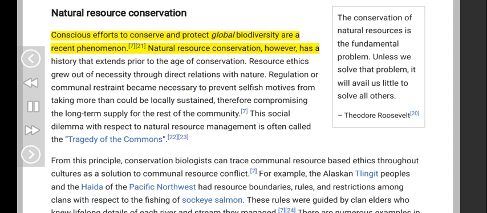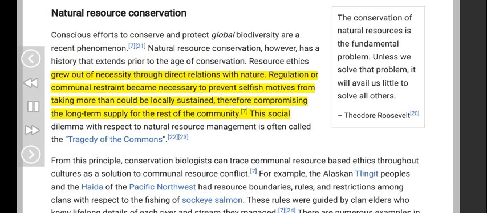Natural resource conservation. Conscious efforts to conserve and protect global biodiversity are a recent phenomenon. Natural resource conservation, however, has a history that extends prior to the age of conservation. Resource ethics grew out of necessity through direct relations with nature. Regulation or communal restraint became necessary to prevent selfish motives from taking more than could be locally sustained, therefore compromising the long-term supply for the rest of the community.